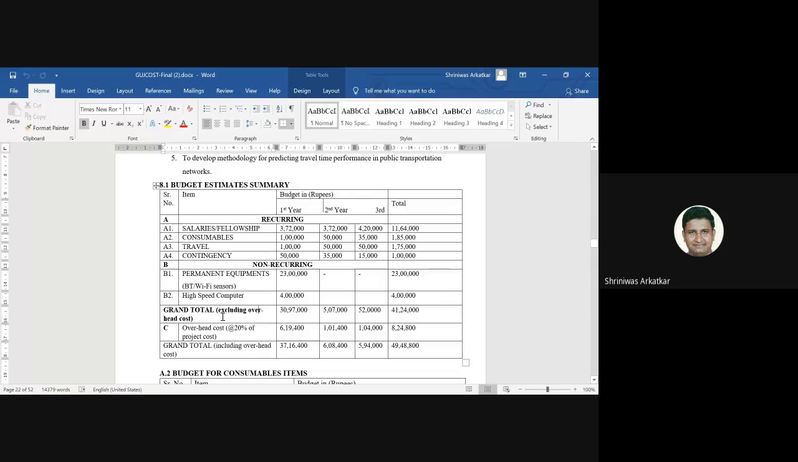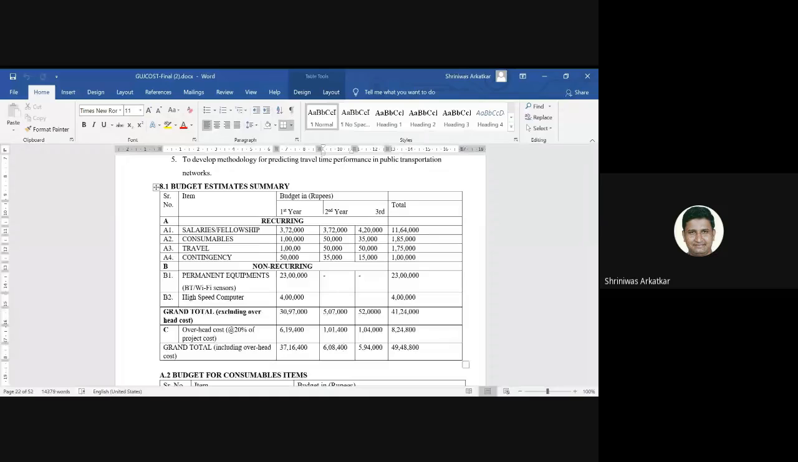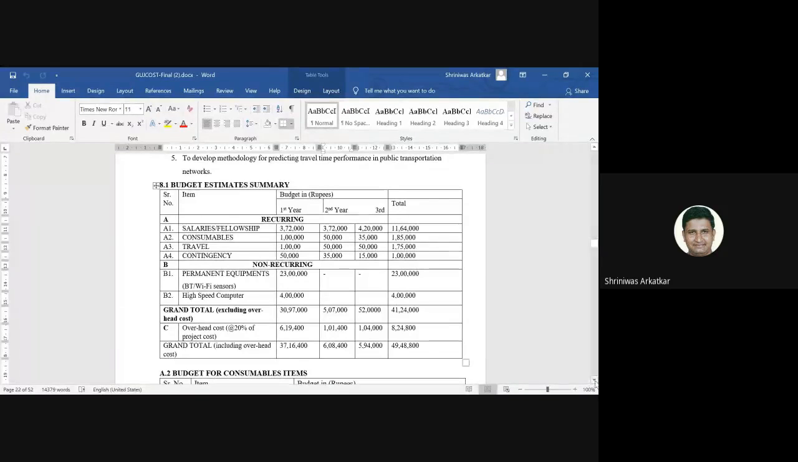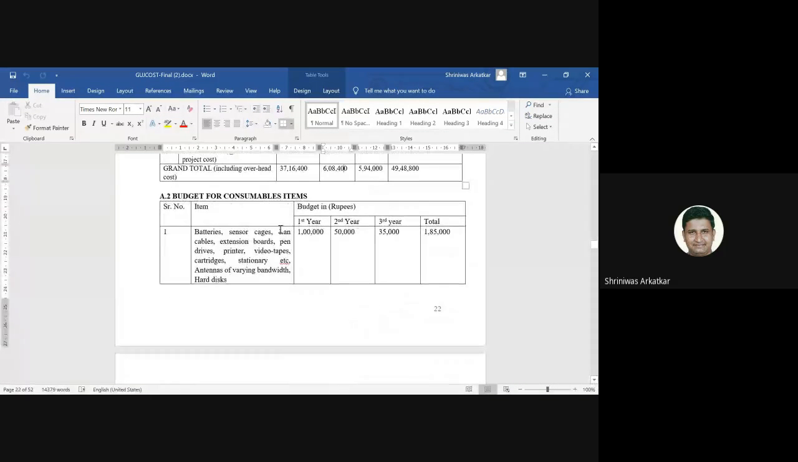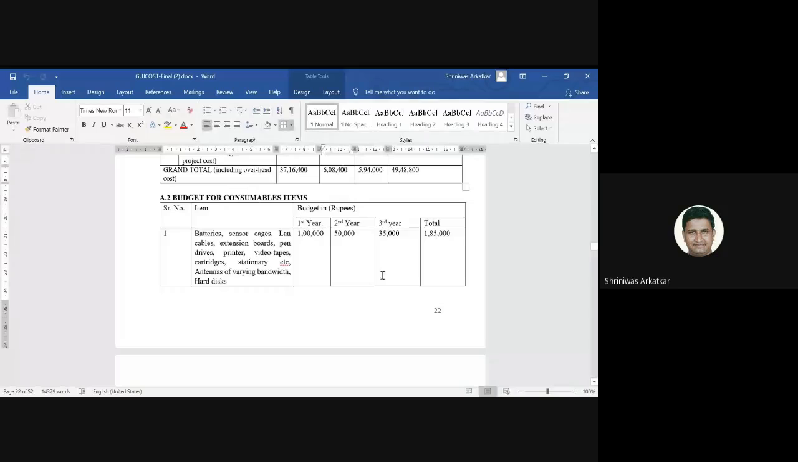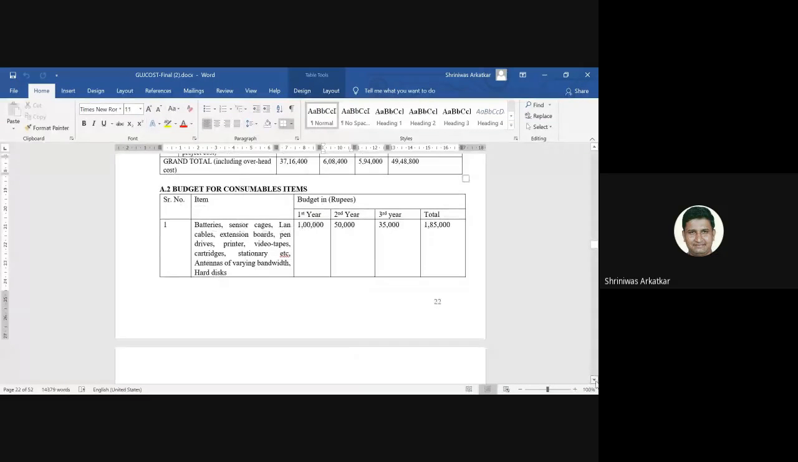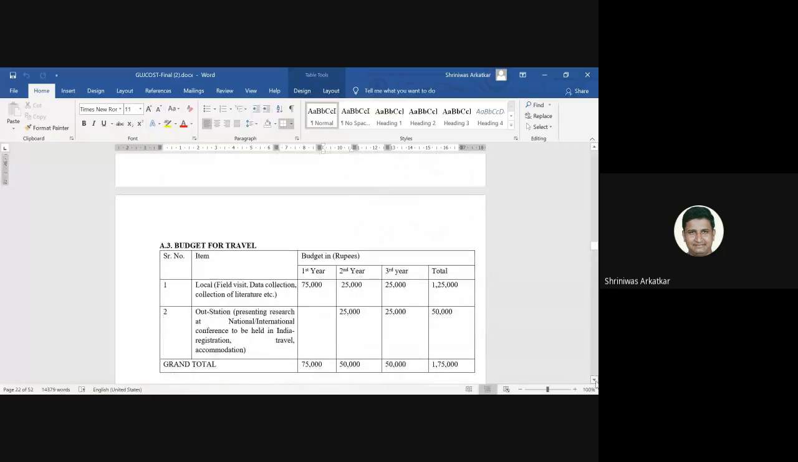Recurring and non-recurring. Then the total grant, you can have some overhead cost if it is required in your institution, and then you can go for the final cost, and you can show exactly what is going to be the cost of that. Budget for consumables, what kind of consumables you are going to use. So if you go into more and more detail, then it will carry a good message that you are very clear about your proposal.